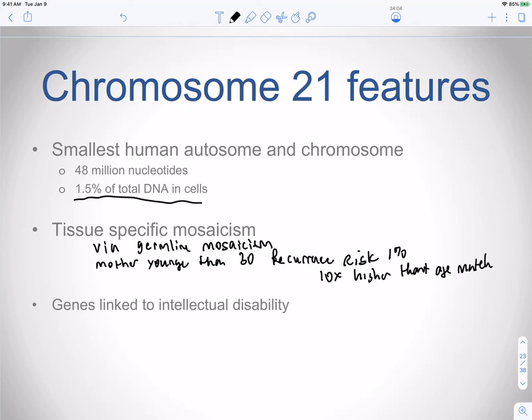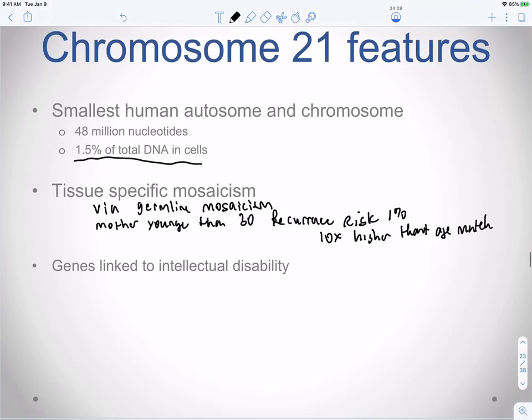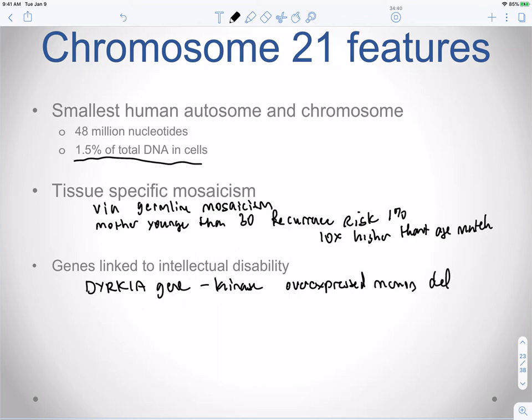So for the genes that are linked to intellectual disability, this is one of the most common trisomies. So there's a lot of research on Down syndrome. One of the genes that is linked to this is called the DYRK1A gene. And this is a kinase, and because it's a trisomy, it's going to be overexpressed. And this is going to lead to memory defects that was shown in mice.